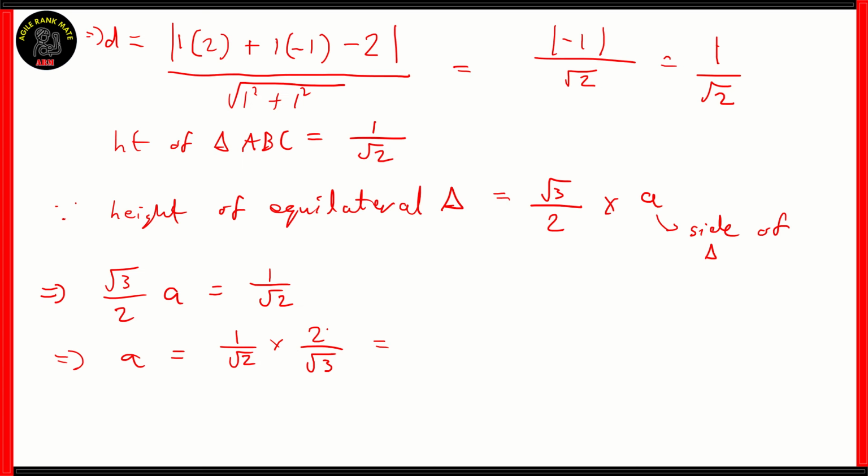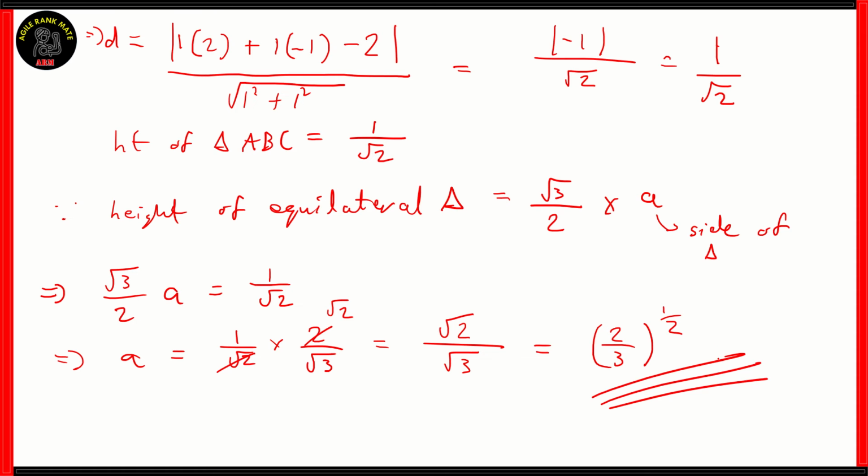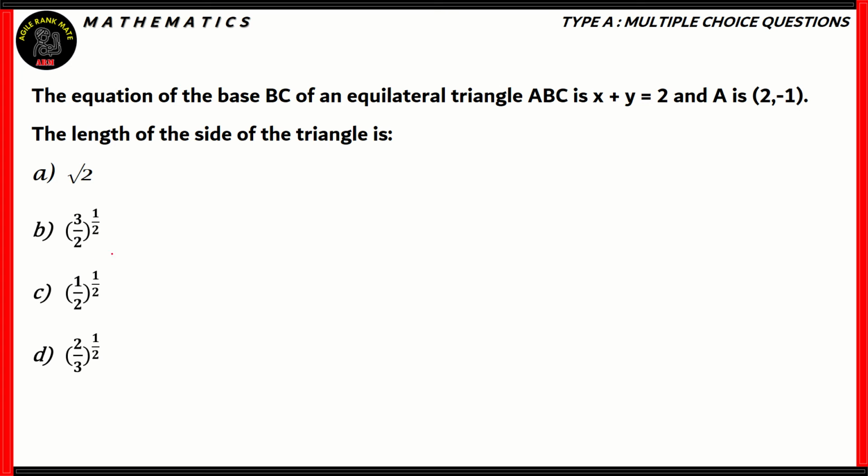So root 2 goes into root 2 times, so we get the numerator as root 2 and the denominator as root 3, which means that the length of the side of the equilateral triangle ABC is (2/3) whole raised to 1 by 2. So this particular quantity is the length of the side of the equilateral triangle in the question. So our answer is option D, (2/3) the whole raised to 1 by 2.